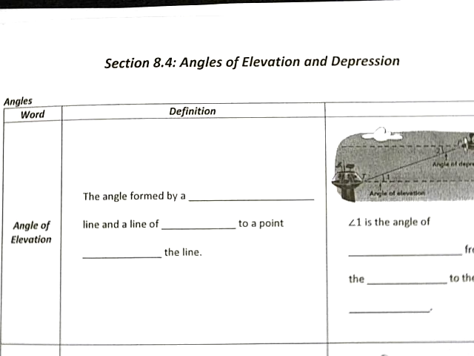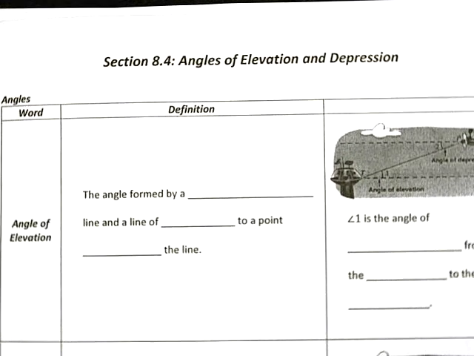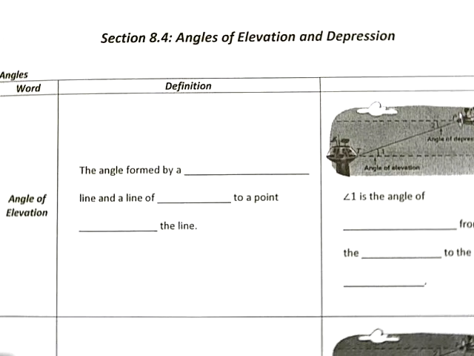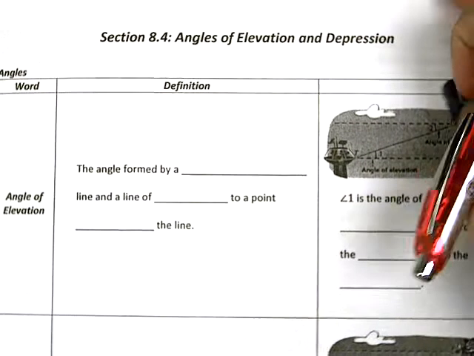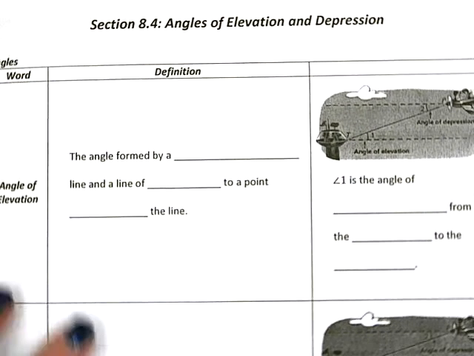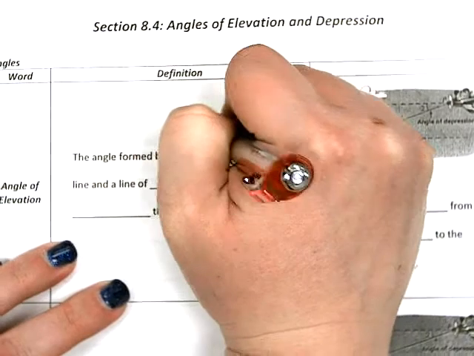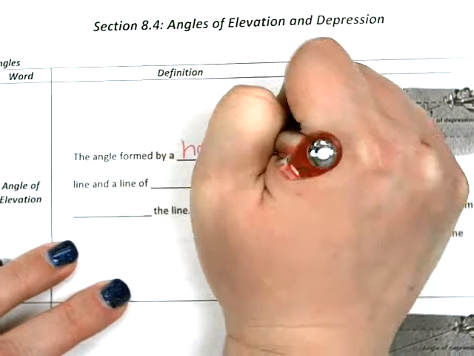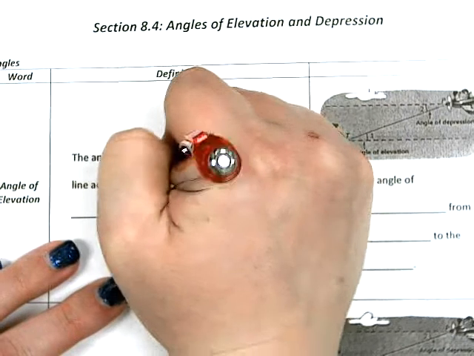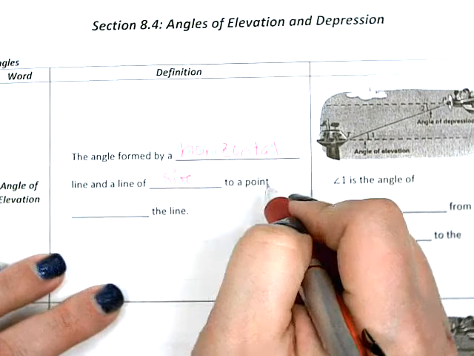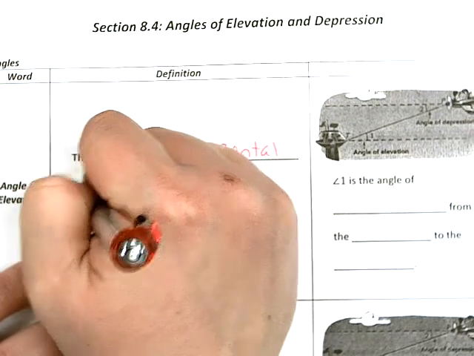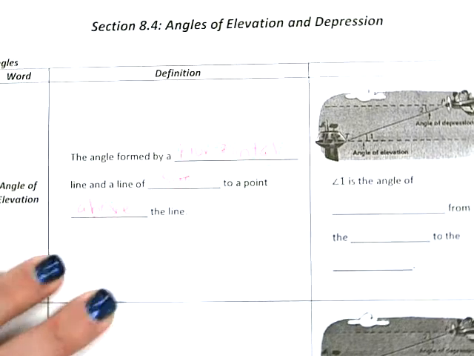Hey guys, so section 8.4 is all about angles of elevation and depression. Before we truly get started, let's make sure we know what angle of elevation and angle of depression mean. The angle that's formed by a horizontal line and a line of sight to a point that's above the line is your angle of elevation.